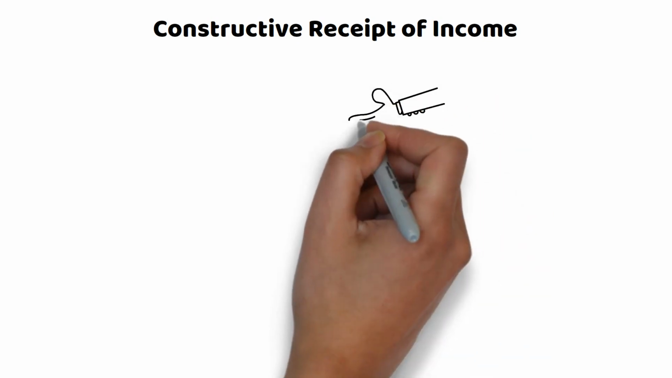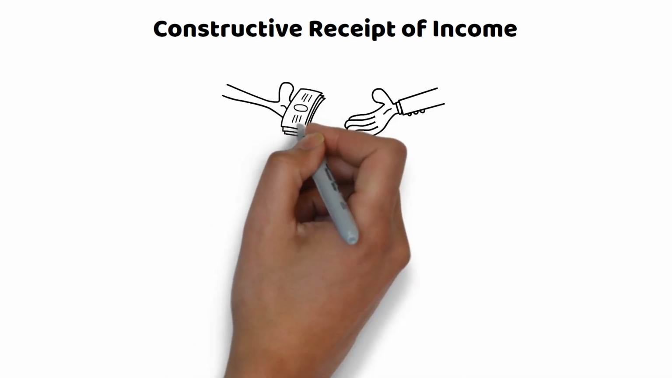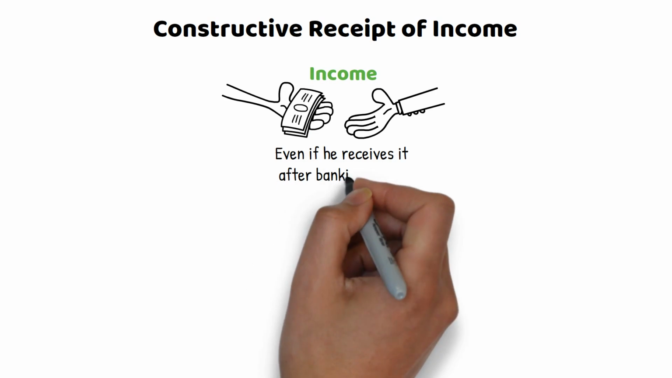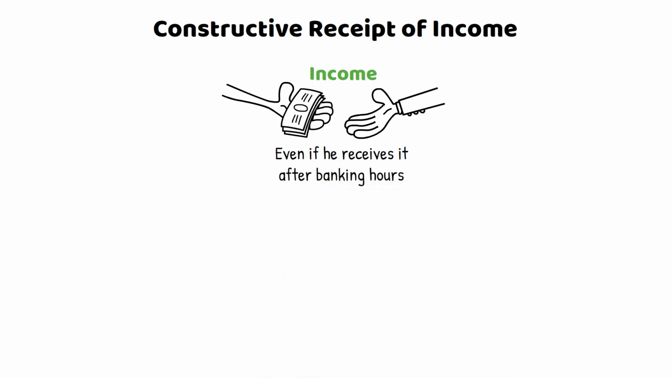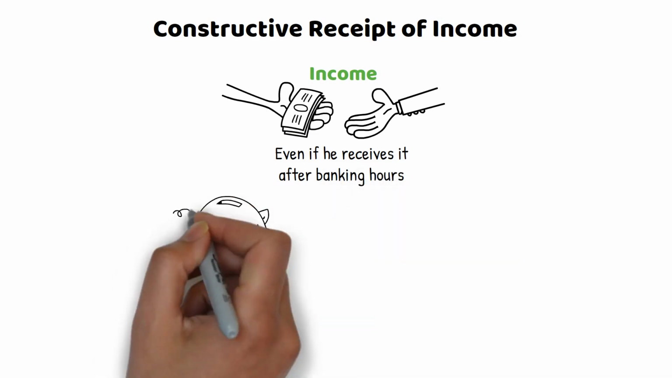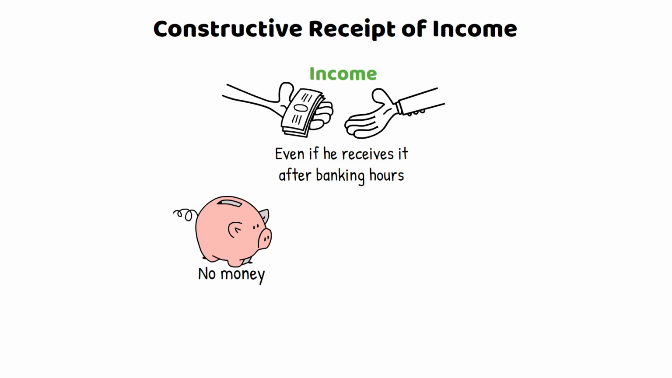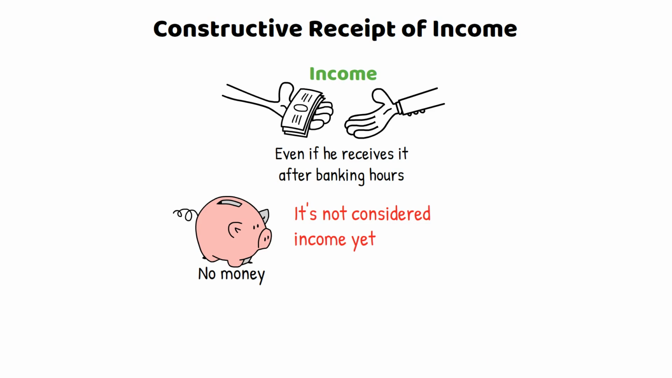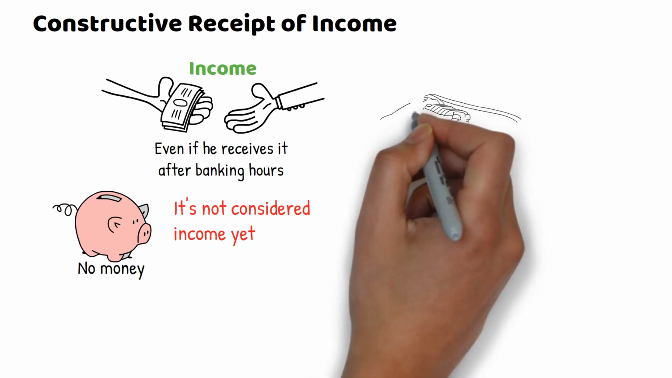Constructive receipt of income. The concept of constructive receipt is key in determining when income is taxable. If Tom's employer gives him a paycheck, it counts as income even if he receives it after banking hours. However, if the employer doesn't have sufficient funds to cover the check, it's not considered income yet since Tom hasn't really received anything.